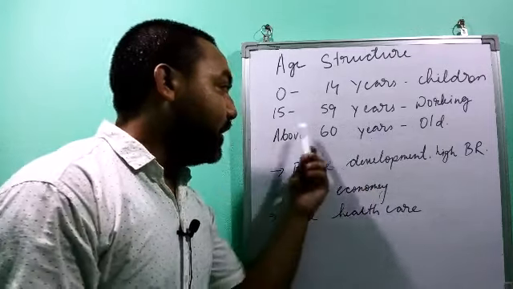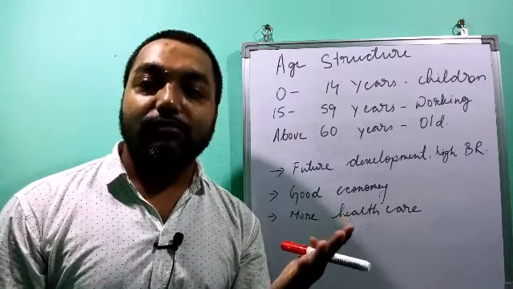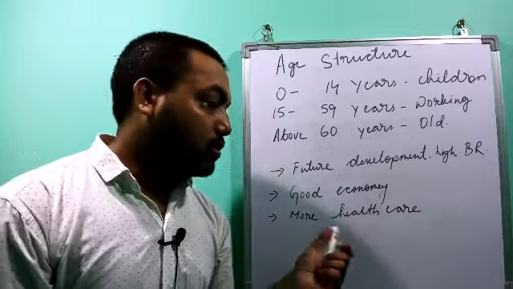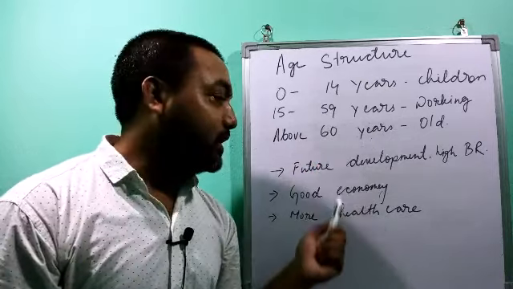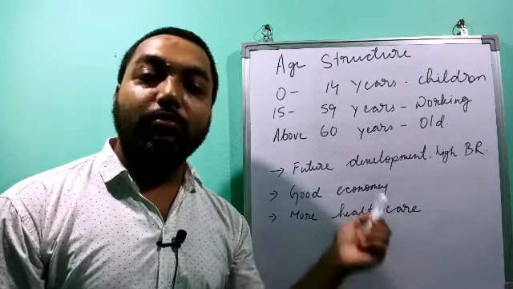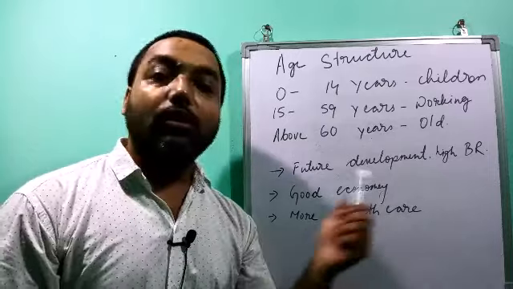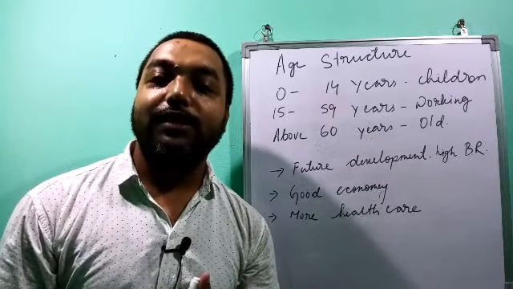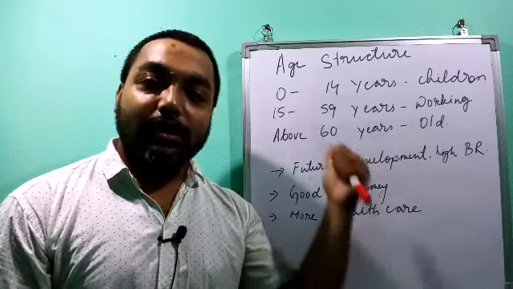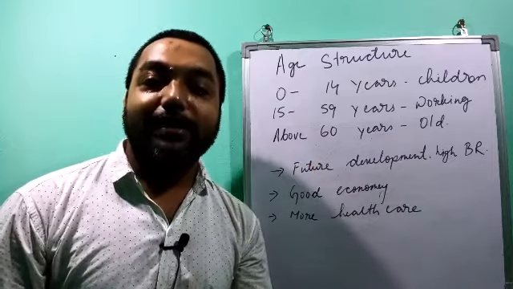So for them there will be healthcare expenditure and safety expenditure. If there is more population above old age, then there will be more expenditure on healthcare, safety facilities, etc. So these are the main features of age structure.